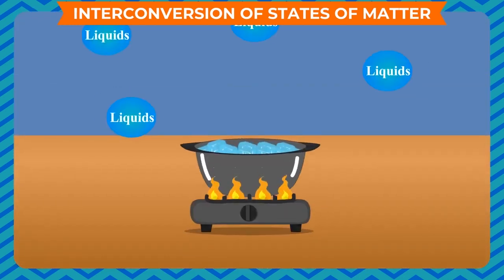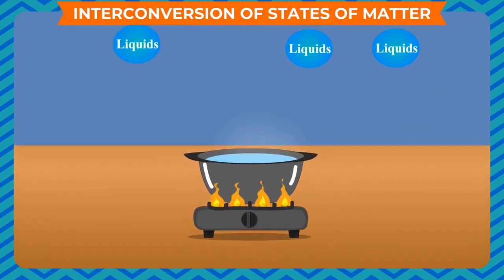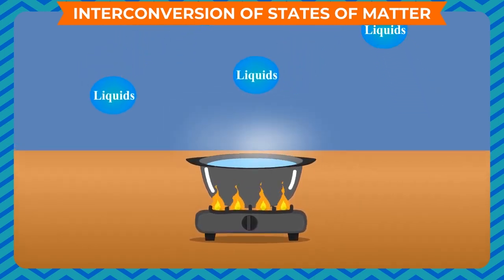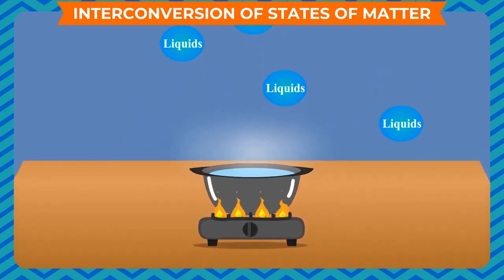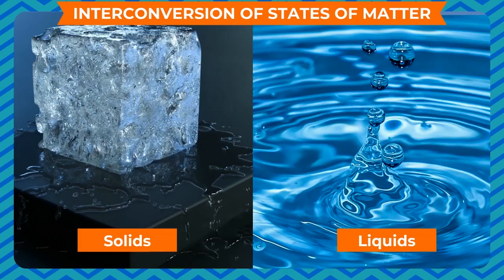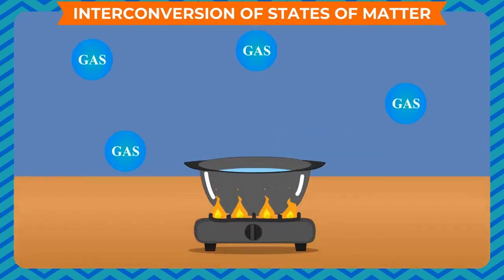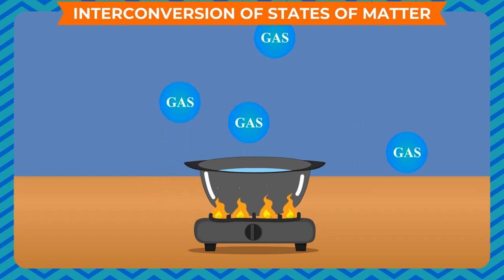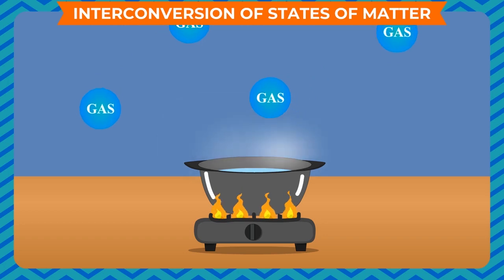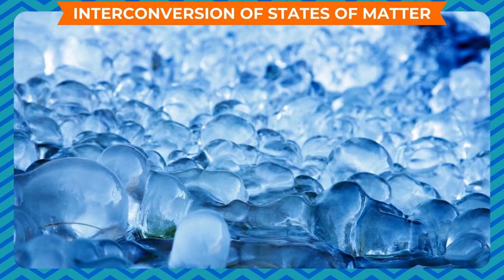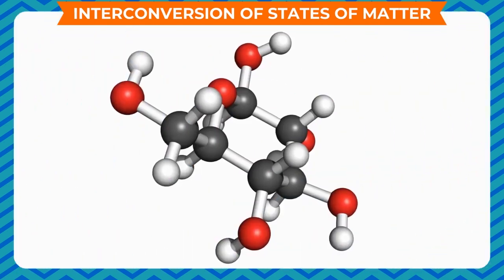When a solid is heated, the molecules get energy. The intermolecular force of attraction between the molecules starts diminishing, and molecules are able to move freely, and solid converts into liquid. On further heating, molecules become free to move throughout the space and convert into gas. Any change in the state of matter of a material changes the arrangement of molecules in that material.